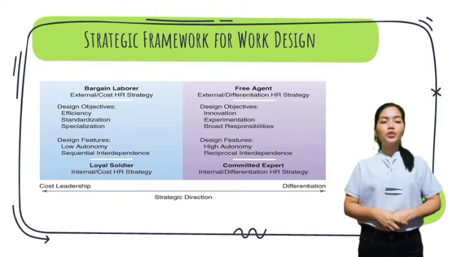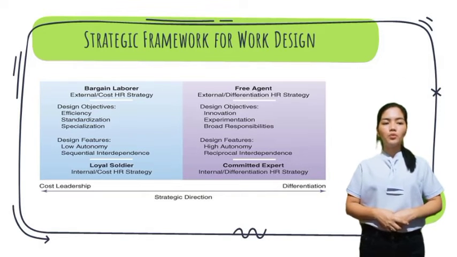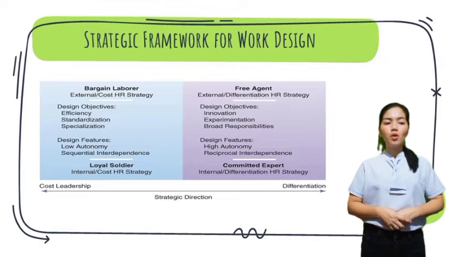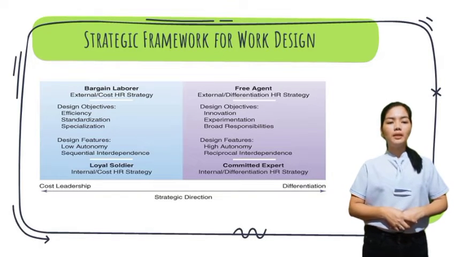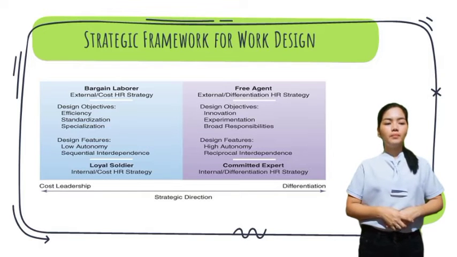Linking autonomy and interdependence to HR strategy focused on cost leadership. Organizations using cost HR strategies, either bargain laborer or loyal soldier, focus on efficiency. With cost strategies, one objective is to standardize jobs so that employees can quickly learn a set of relatively easy tasks. Efficiency is created by combining low autonomy and sequential processing.